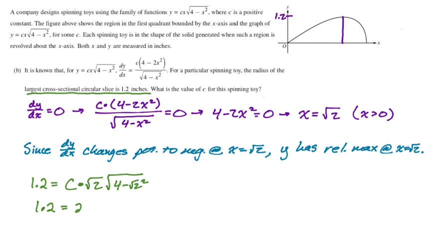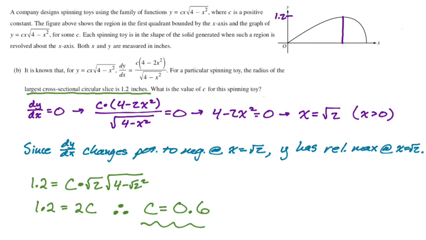This turns out to be 2c is equal to 1.2. And so I am getting that c is 0.6. That is the answer. It's really not that bad. It just sounds bad. First tip off for me was that they were giving me the derivative, so I definitely was going to need to use it.